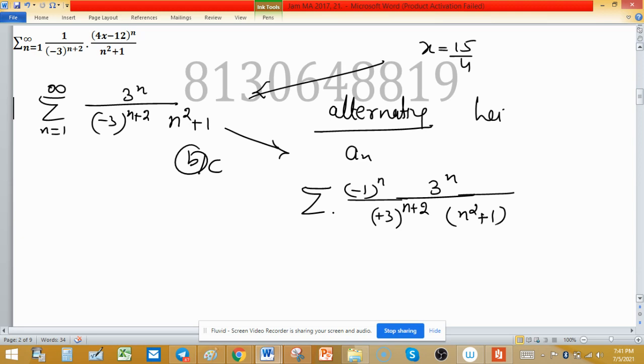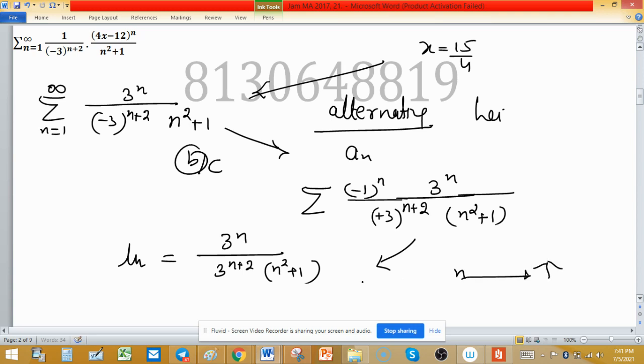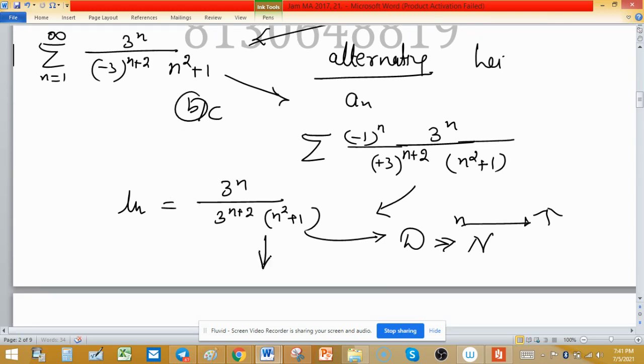So after making it a positive term series, we can say u_n is 3 raised to the power n divided by 3 raised to the power n plus 2, n square plus 1. As we increase n, the denominator part will increase faster than the numerator part, so it is a decreasing sequence.